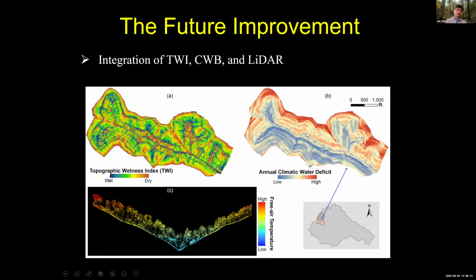The future improvement would be the integration of TWI, climate water deficit, and the LIDAR, because the TWI has its own value. It has a good representation of the hydrological flow impacts on water availability, but it doesn't represent the aspect influences. Climate water deficit, on the other hand, did represent the solar radiation impacts, but it doesn't capture the hydrological flow impacts very well. Combined, they are probably a better predictor of the topographic influence on soil moisture. But we can then add the LIDAR to help us better understand how the vegetation structure also regulates soil moisture on the ground. So that's the future direction that I hope to work on.